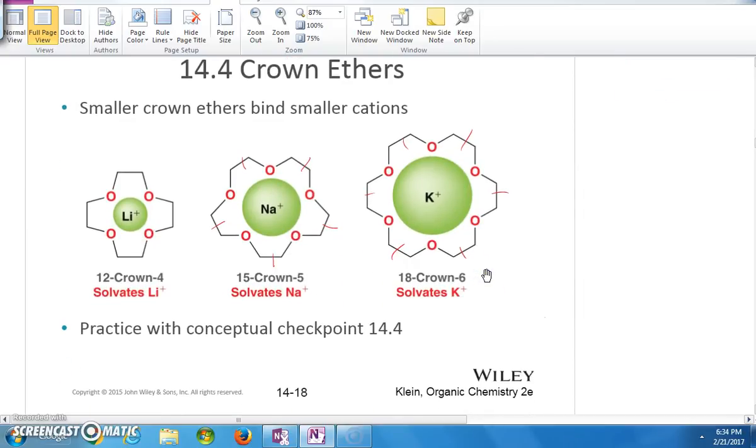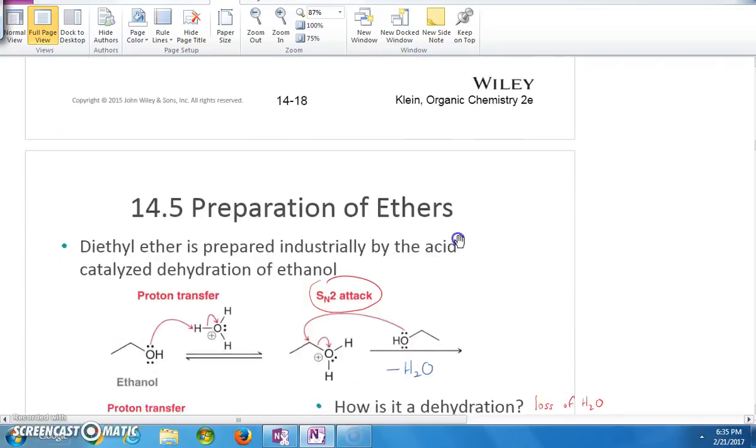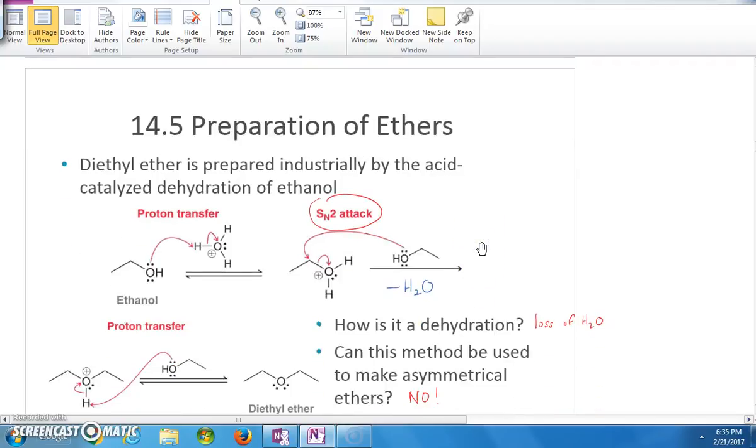Now, smaller crown ethers bind to smaller cations. Typically, a small crown ether like a 12-crown-4 will solvate a lithium, a 15-crown-5 will solvate a sodium ion, while an 18-crown-6 will solvate a potassium ion. So depending on the type of cation you want to solvate will determine what kind of crown ether you use.